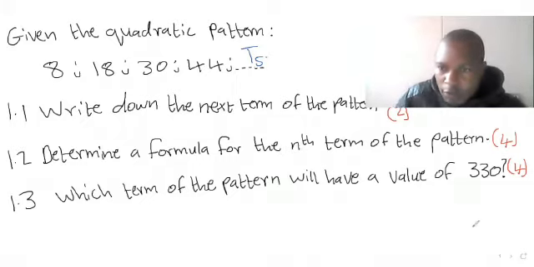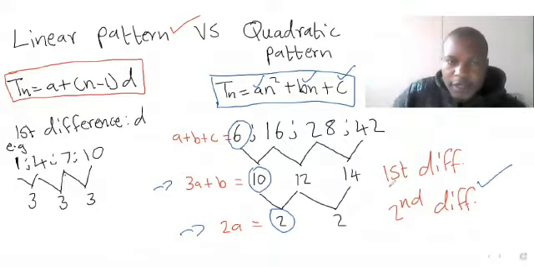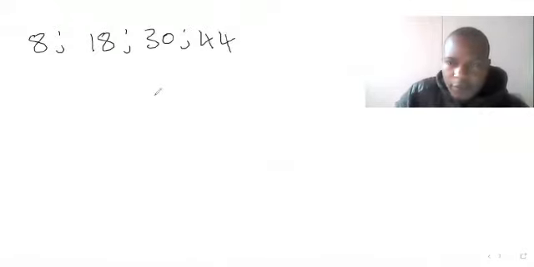So I'm gonna just move on to the next page for us to be able to do so. So let me just quickly do so. Next page will give us, so we still have that 8, we have the 18, we have the 30, and we also have the 44.